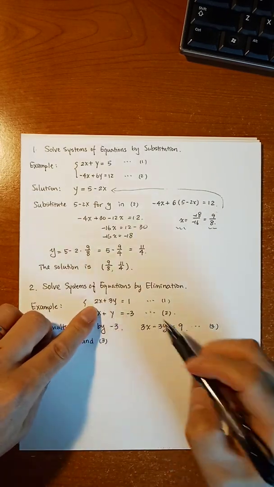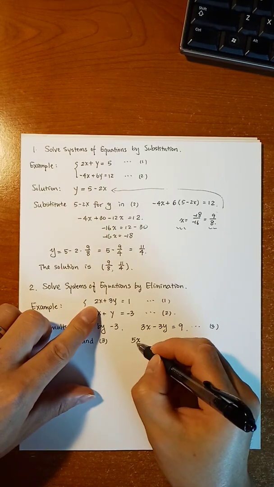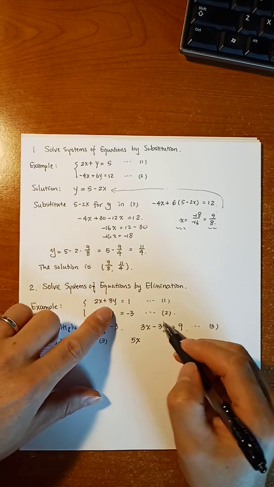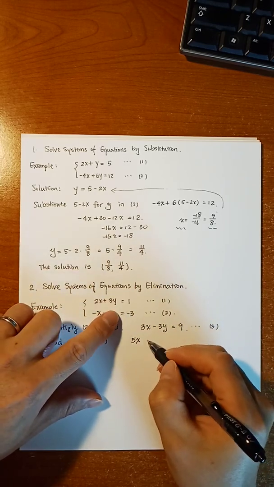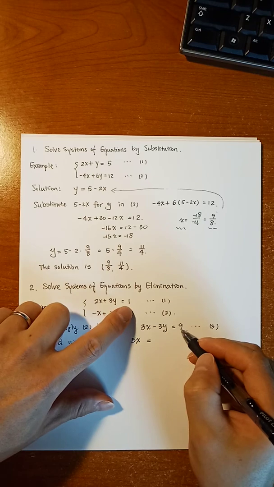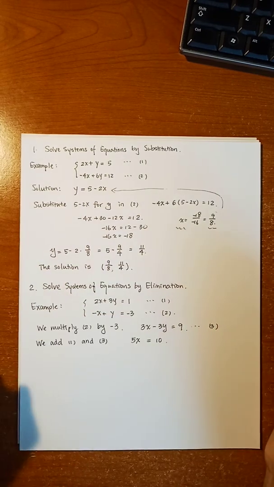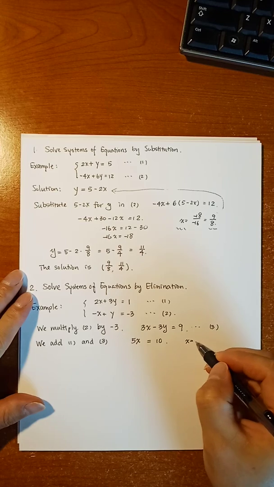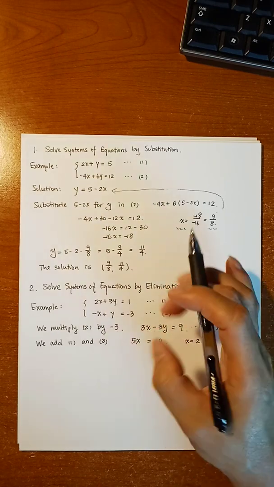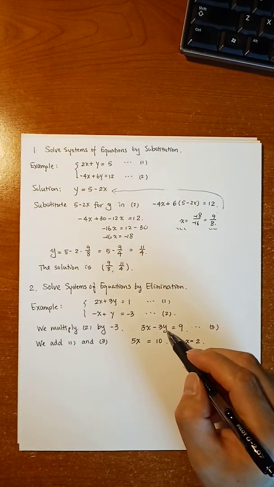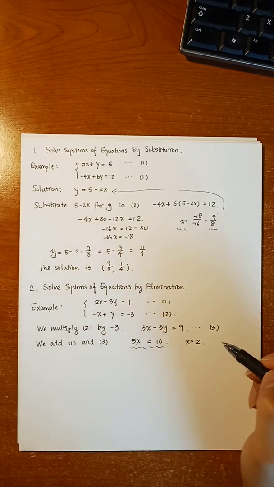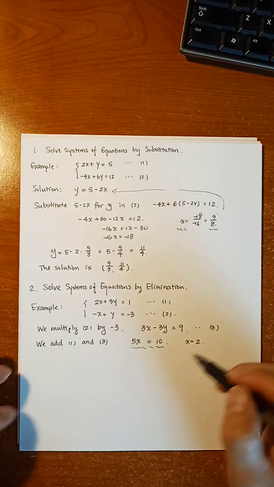So how do we add? 2x plus 3x is 5x. 3y plus negative 3y, that's why we multiply by negative 3, is nothing, no y. The left hand side is finished, so you copy the equal sign. 1 plus 9 is 10. So 5x is 10, then x is 2. Okay, so you see here, just by multiplication and addition, we can eliminate y. In this equation there's no y, so we eliminated y. And then we solve for x by division.